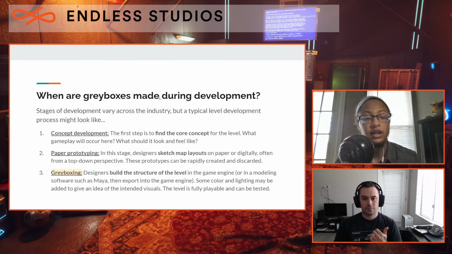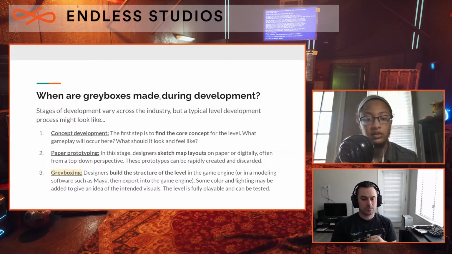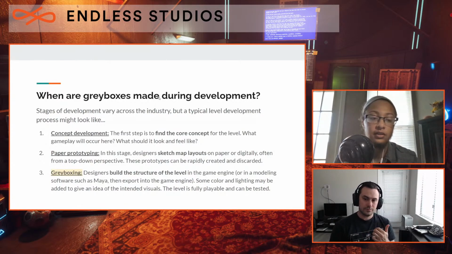Sometimes color and lighting are added to give an idea of what we want the look and feel of this level to be. But not always. Sometimes it is just white or gray boxes. And at this stage, the level should be fully playable so that it can be tested.